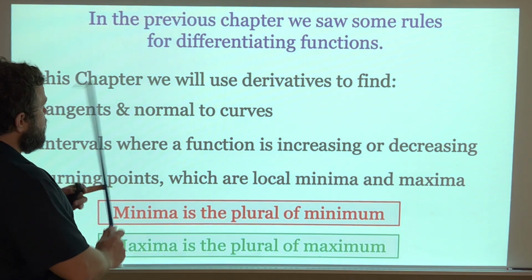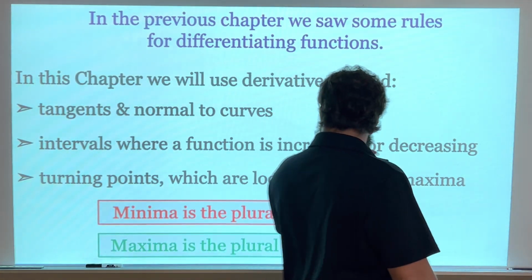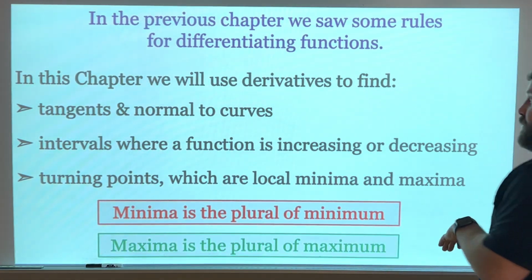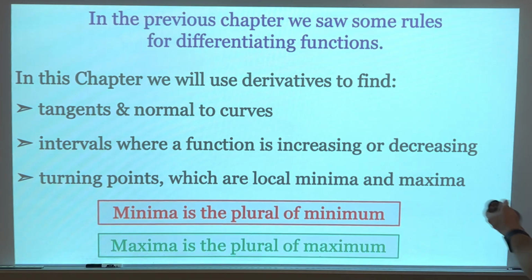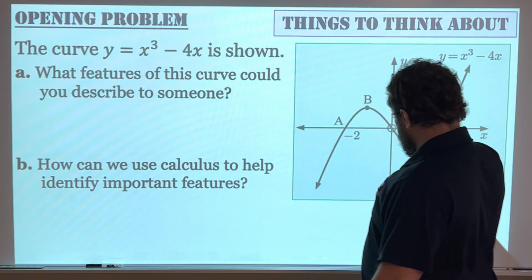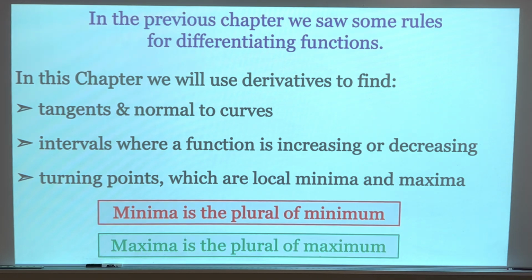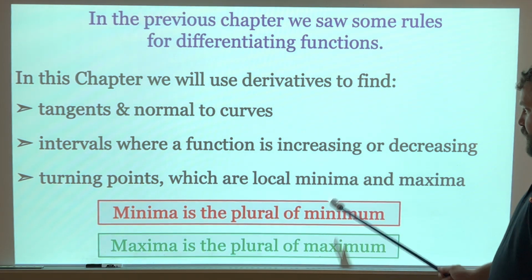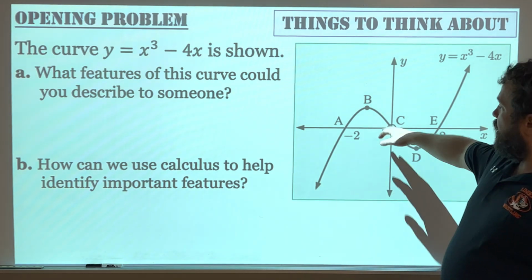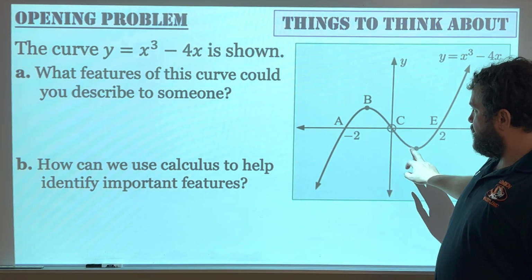Now, in this chapter, and this is the whole chapter altogether, not just today, we're going to discuss how to use derivatives to find tangents and normals to curves, and intervals where a function is increasing or decreasing. So for instance, it's increasing from here to B, then it decreases till you get to D, and then it increases off to infinity. We're going to find out where the turning points are, where you have your local minima and maxima. Minima is where the point goes from decreasing to increasing. Maxima is where it goes from increasing to decreasing.